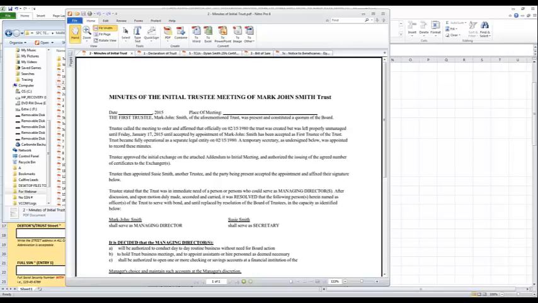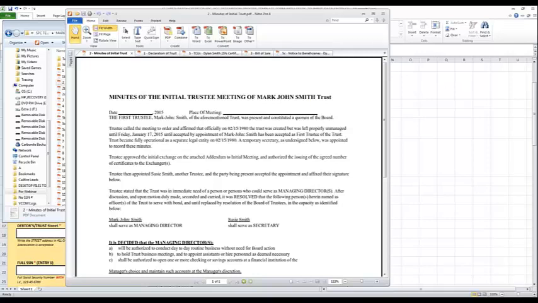Temporary secretary, as undersigned below, was appointed to record these minutes. Trustee approved the initial exchange on the attached addendum to the initial meeting and authorized the issuing of the agreed number of certificates to the exchangers. We showed you those already. Trustee then appointed Susie Smith, another trustee, and the party being present accepted the appointment and affixed her signature below.